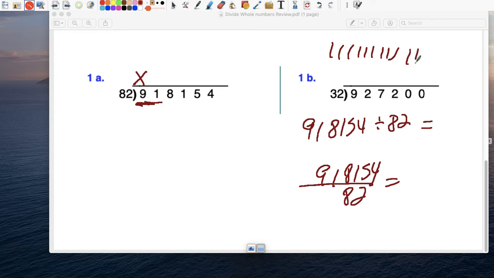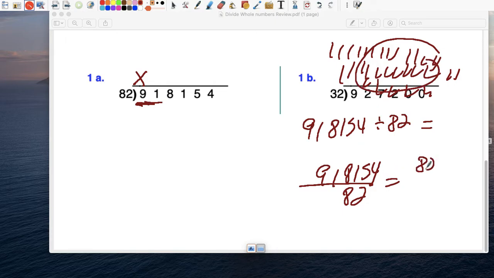91. If I do 91 sticks, ¿puedo hacer un grupo de 82? Yes. So 82 por 1 is 82. ¿Puedo hacer dos grupos? Can I make 2 groups? I don't think so. 82 times 2 is 164. Too many. So we're going to put 1. Let me put 82 over here. Let's subtract. We need to do some borrowing. 9 becomes 8, and the 1 becomes 11. 11 minus 2 is 9. We're going to bring the 8 down.